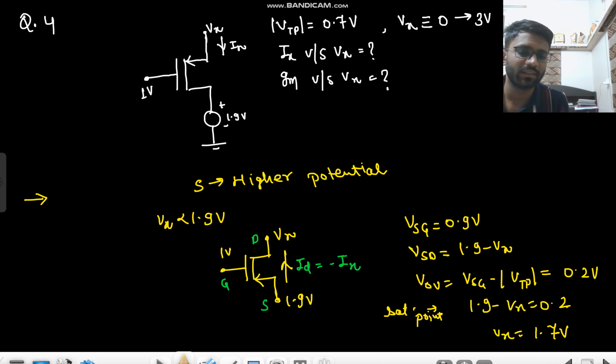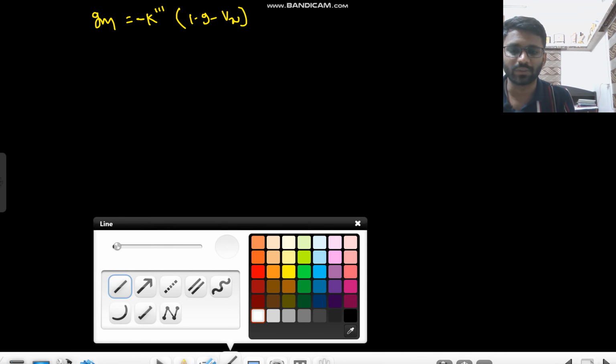Also, we can discuss Gm. Gm would be some constant into VSD, right? Some constant into VSD. VSD is 1.9 minus Vx. But a negative sign will also be there because the current is in the negative direction. That's why the negative sign will also be there.